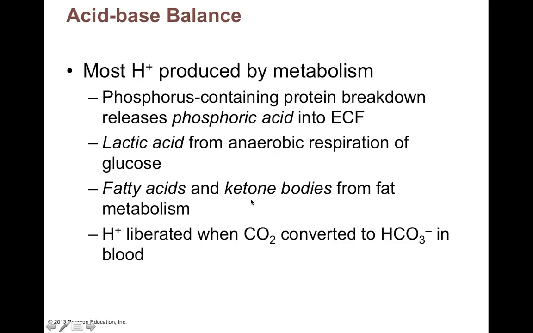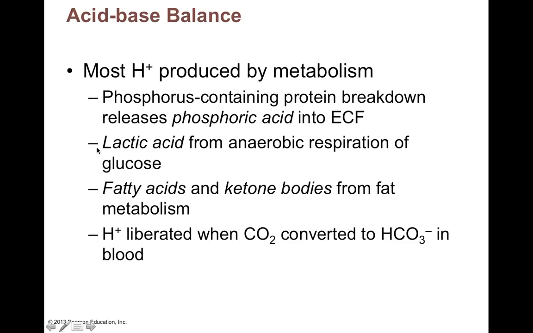Fatty acids can come from keto acids, which come from metabolism of fats. You'd find that in conditions like diabetes, where they're having to rely more on the fats inside their cells rather than the sugar in the blood. And then phosphoric acid comes from protein metabolism, so protein breakdown. And so what do you do with all this acid?